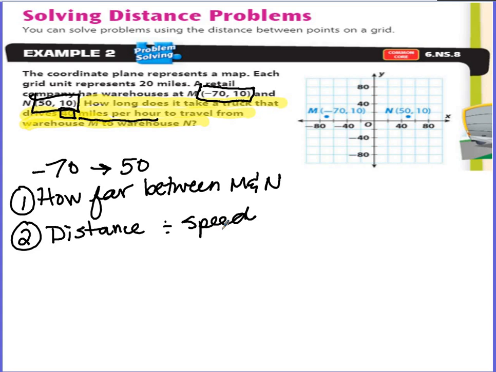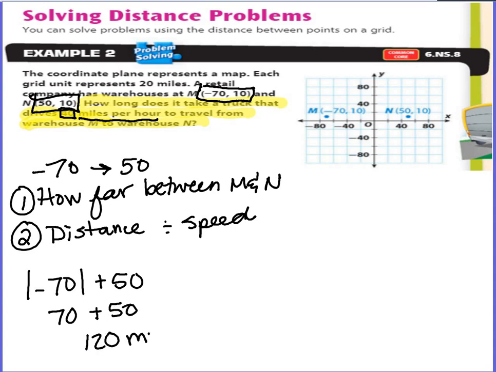All right, so here, in order to do this, I have to find how far between M and N. These have different signs, which means I'm going to add their absolute values, because it's going to take 70 to get to that 0, to get to that y-axis. Then it's going to take another 50 miles to get to N, to get to that warehouse. So I have 70 miles plus 50 miles. So that driver is going to travel 120 miles.